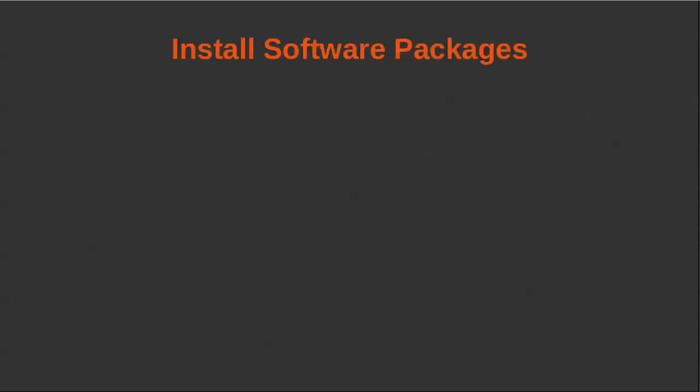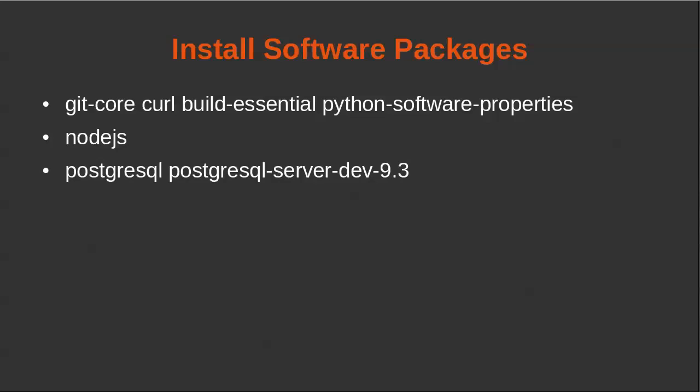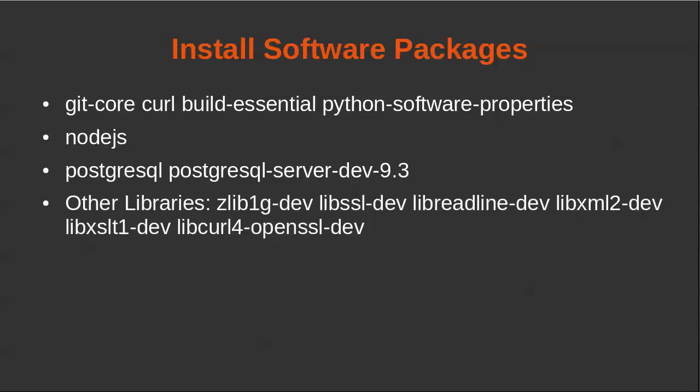For the first step, installing the necessary software packages, we're going to install Git core, curl, build essential, and Python software properties. So these are some just general packages I tend to like to have on a system that I'm going to be deploying an application to. We're also going to install Node.js. This serves as a JavaScript runtime for Rails. We're going to be installing PostgreSQL, as well as other libraries required by Rails. And lastly, we're going to be installing nginx using a PPA. And this is a separate software repository that nginx manages.